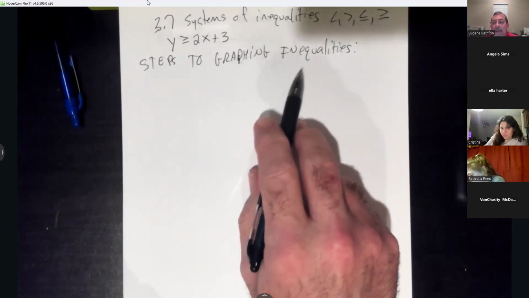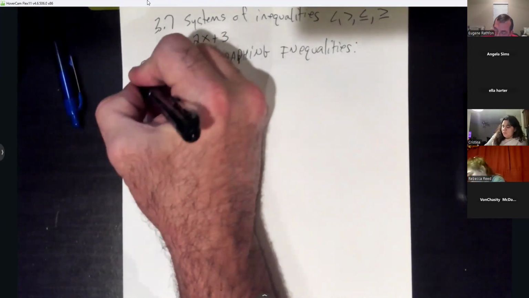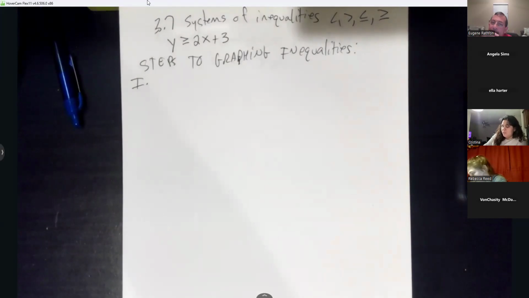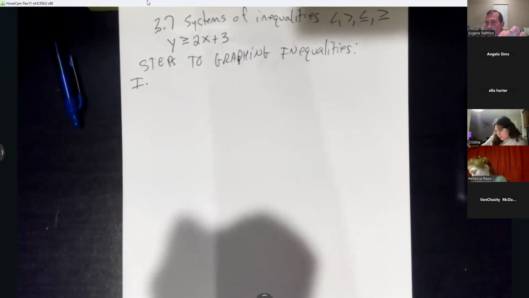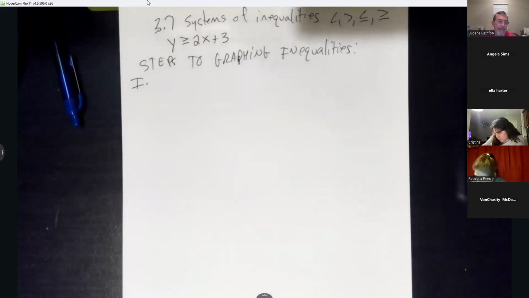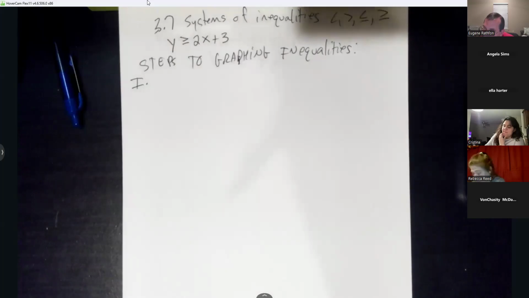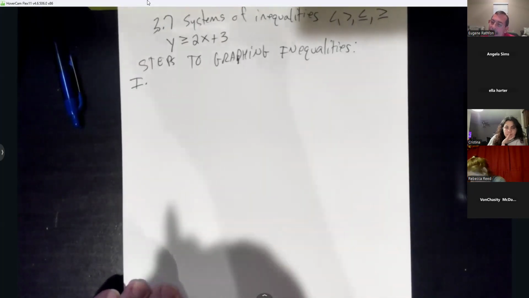All right, so the steps to graphing the inequalities. The first thing we figure out is what kind of line to draw. Because if the line is solid, that means any point on the line makes the inequality true. If the line is dashed, then it makes the inequality false. So solid lines, those points count. Dashed lines, they don't. So how do I determine what line I'm going to put?